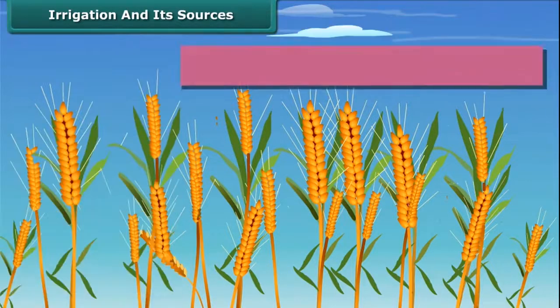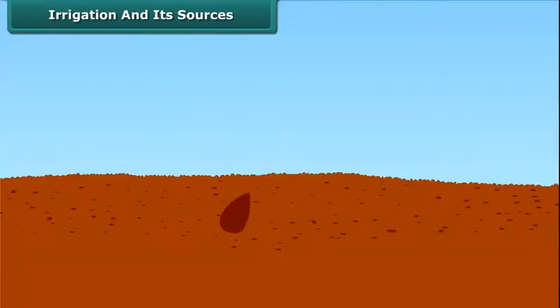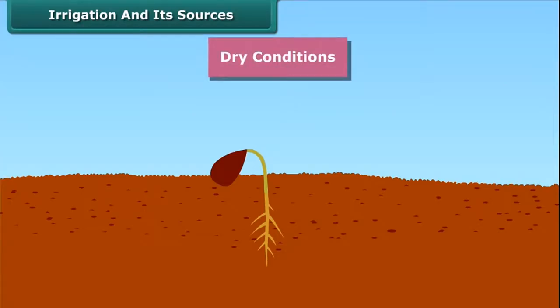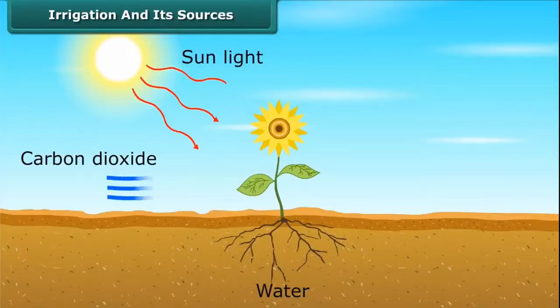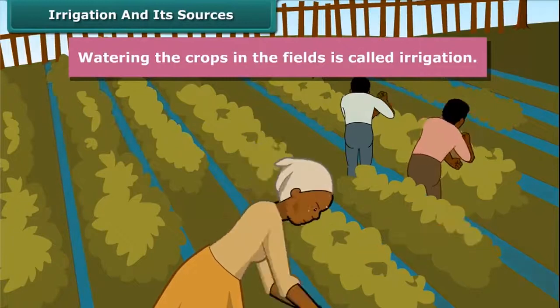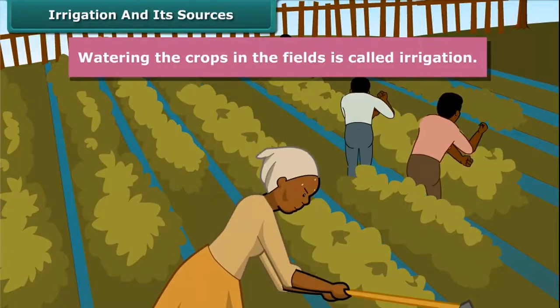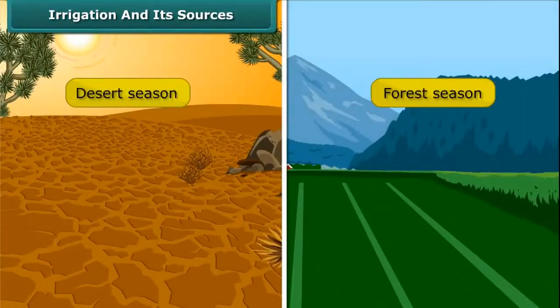Living being, but what is its role in the production of crops? Actually, water is essential for crops because germination of seeds cannot take place under dry conditions. Water is absorbed by the plant roots, and along with it, minerals and fertilizers are also absorbed. Hence, watering the crops in the fields is called irrigation. The time and frequency of irrigation varies from soil to soil, crop to crop, and season to season.